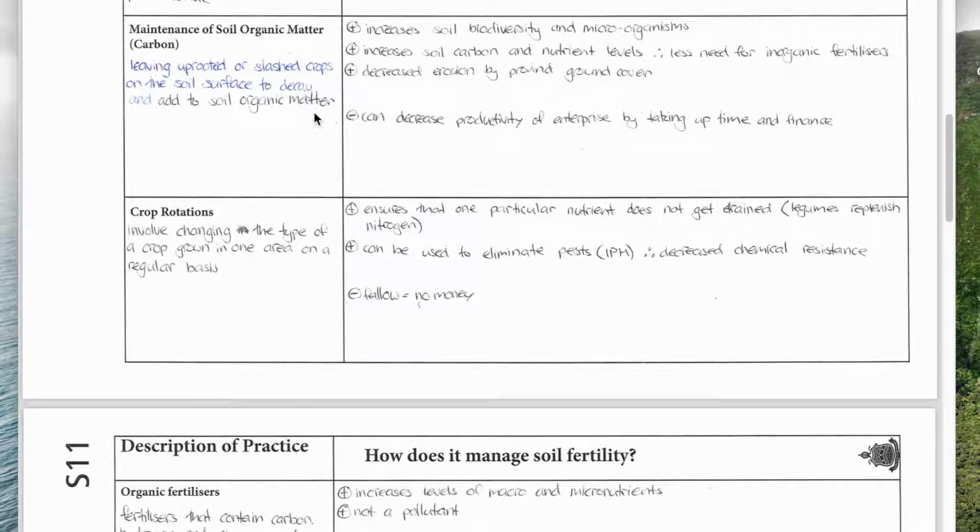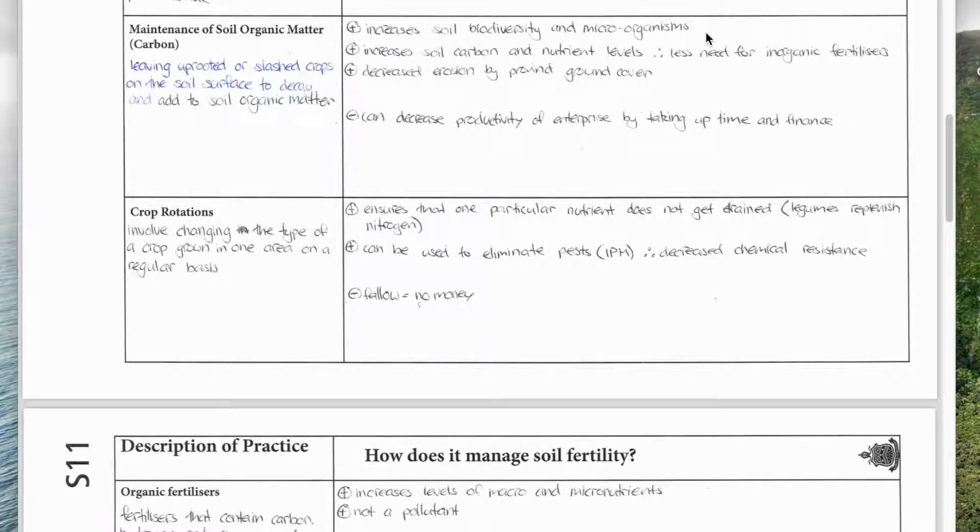And remember, most of the nutrients in the soil are in the top couple of centimeters, top 1 or 2 centimeters. You have about 80 or 90% of the nutrients in soil in that top couple of centimeters. So positives here are it increases soil biodiversity and microorganisms. The more organic matter you have, the more life you have in the soil and more organisms.